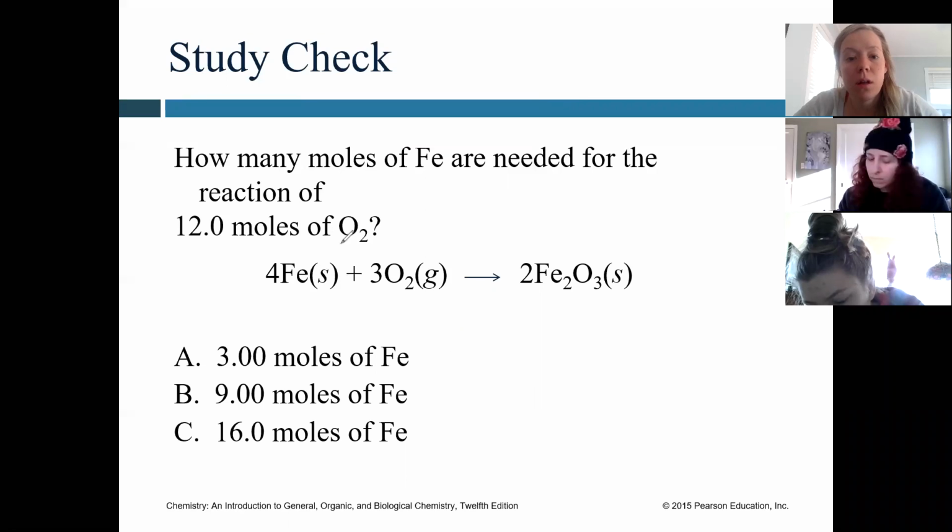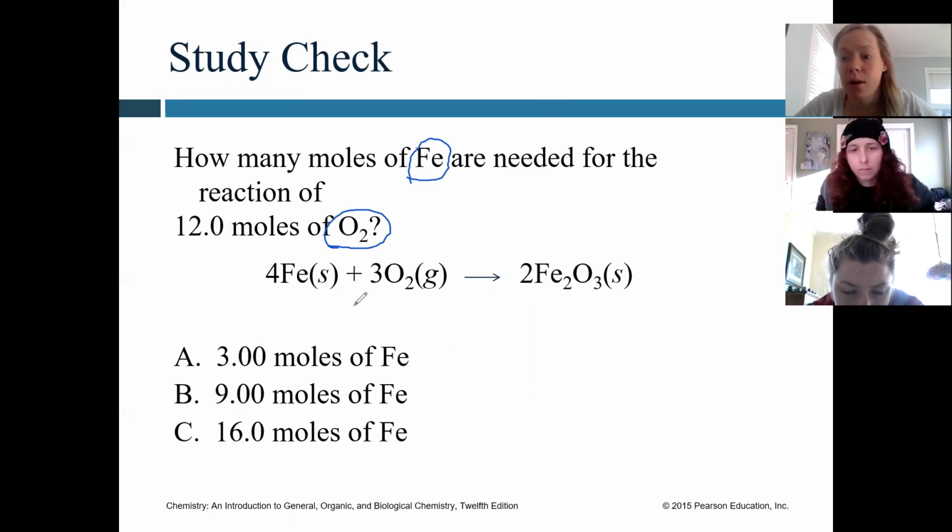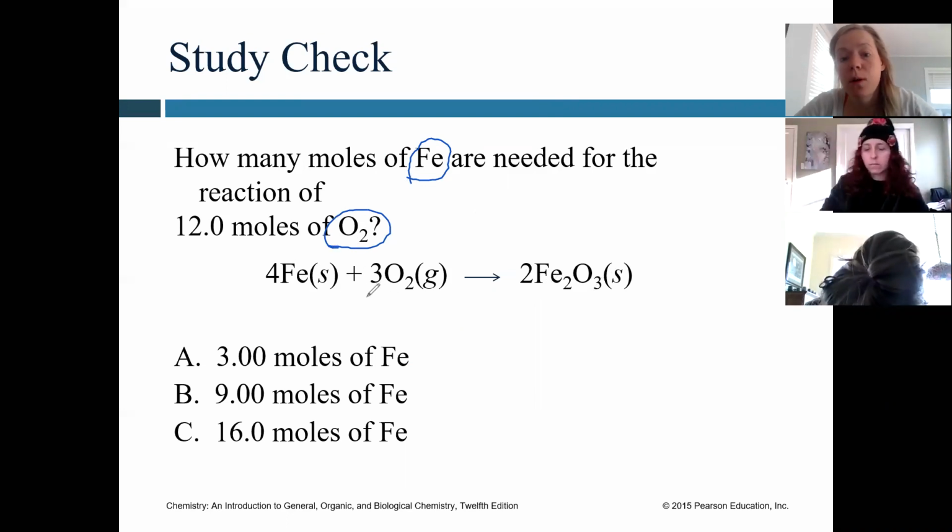Okay, so it's giving you something about oxygen. It's asking for something about iron specifically. And what sometimes students will do is they'll see that iron and they automatically jump to the product. Well, this is iron with oxygen. So just make sure you're really identifying where you're starting and where you're ending. So we want to relate oxygen to iron.